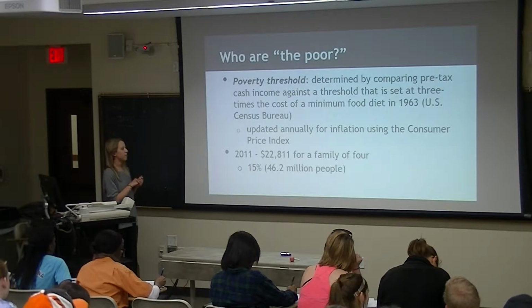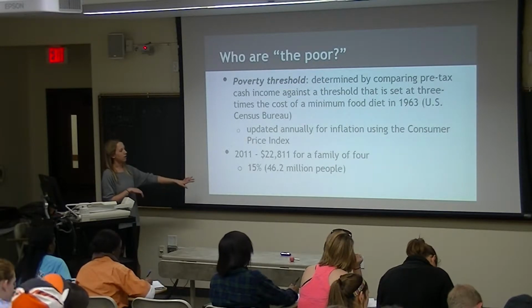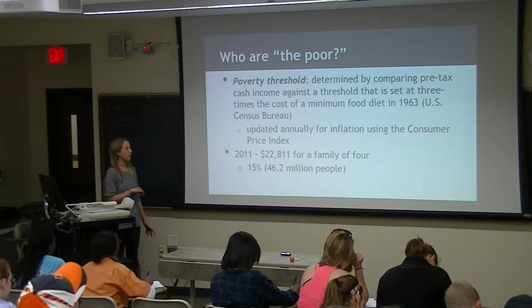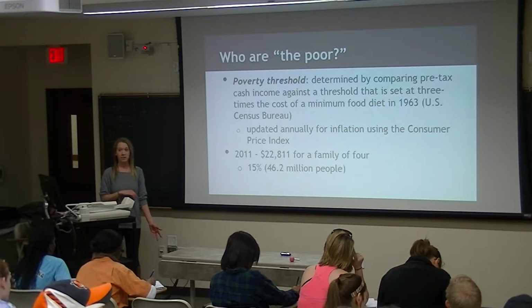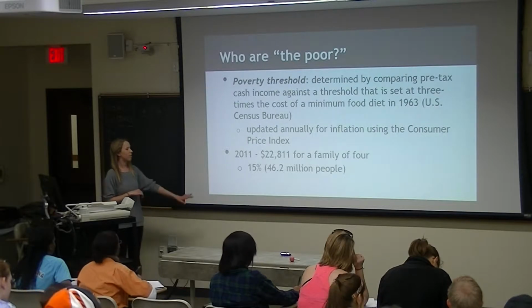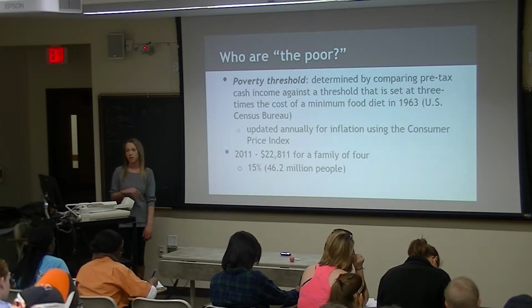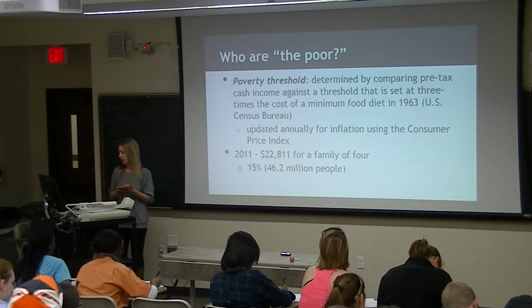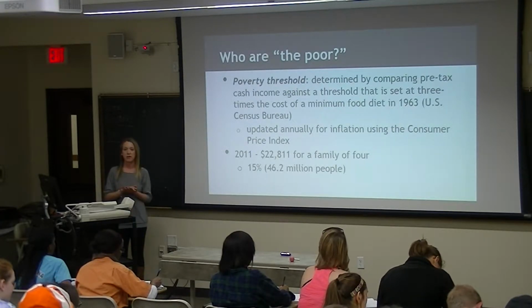As of 2011, this threshold was $22,811 for a family of 4, which for a year really isn't a lot of money. So in 2011, 15% of the U.S. population fell below this threshold and thus were considered impoverished. And that translates to 46.2 million people.